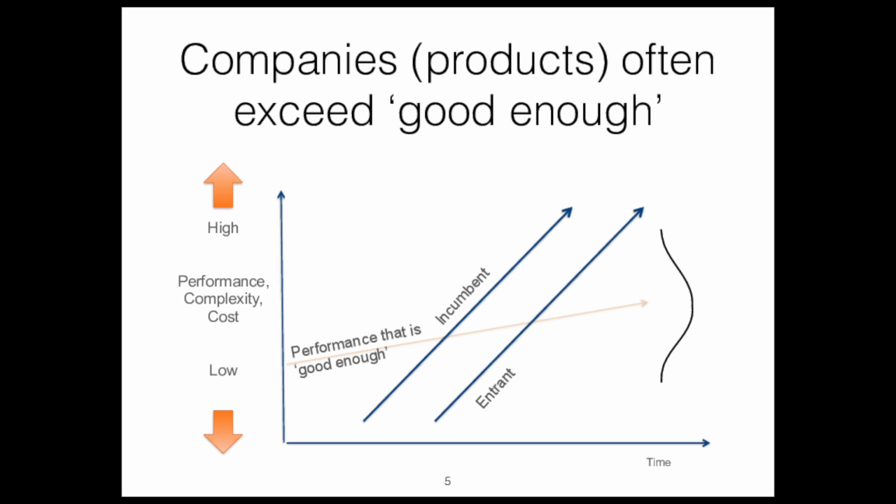On the right-hand side, I'm drawing this little black curve to indicate that there's a distribution. At any given time, there's a distribution of users. The line I wrote as good enough indicates, say, the mean or the median of the distribution over time. At any point in time along here, there'll be a distribution of users. Some users will want very high performance. Other users may not need that high performance. Later on, when we're talking about Bitcoin, I'm going to compare, for example, the dollar as the incumbent, and Bitcoin will be the entrant.